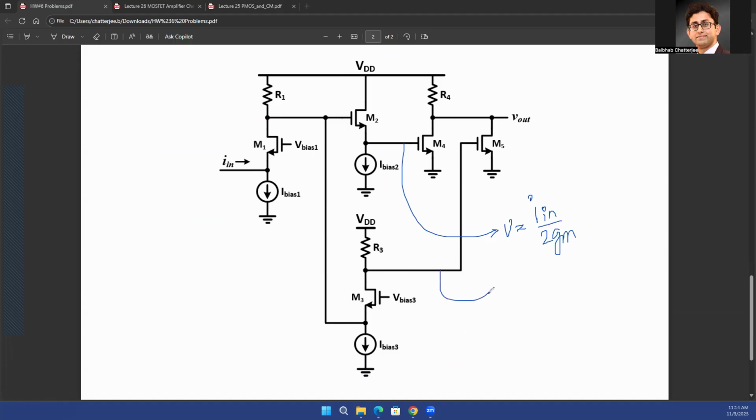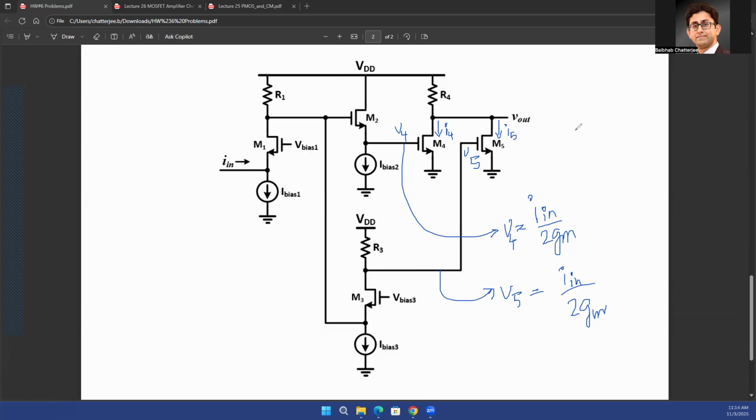The voltage at this node, let's call that V4, and let's call this V5. This is also equal to I in over twice GM, as we have just solved. Now, these two voltages will generate a current through M4. This voltage is V5, and this voltage is V4. So V4 will generate a current I4 through M4's drain, and V5 will generate another current I5.